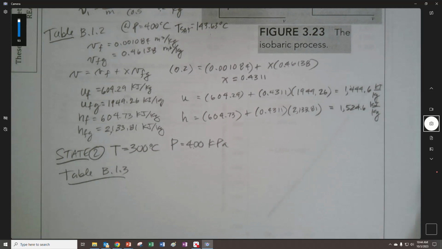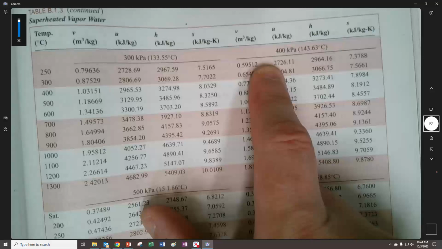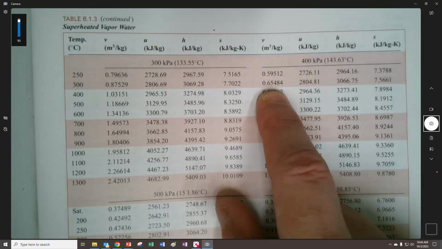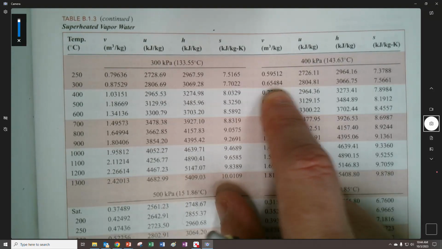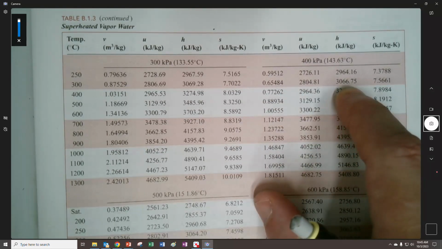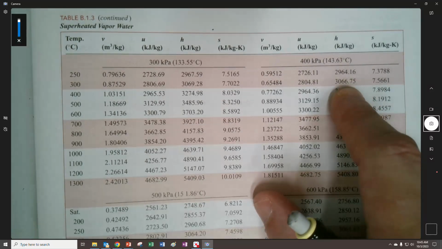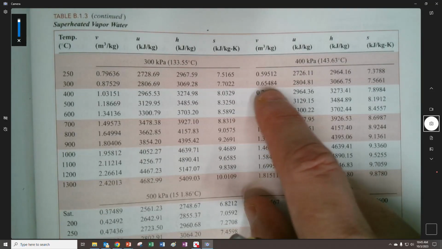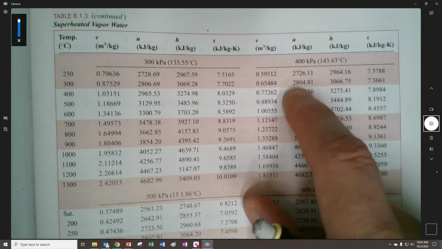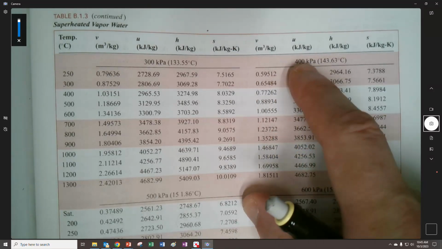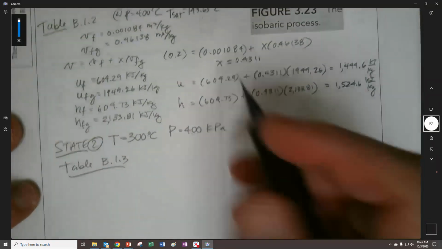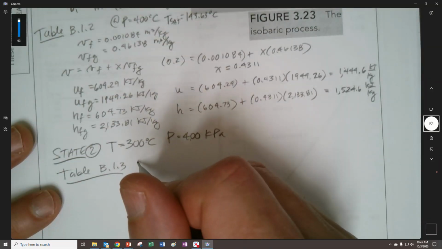So I can flip over here and go to the 400. Where's 400? Okay, here's pressure. Did I say 400? Yeah, 400. And then we can go to temperature 300, and we can get our specific volume, our internal energy, and our enthalpy. So there's a good chance that this is going to equal this plus that times that. I might actually check that out. I think that's true, and that might be a simple thing to do. But let me double check.